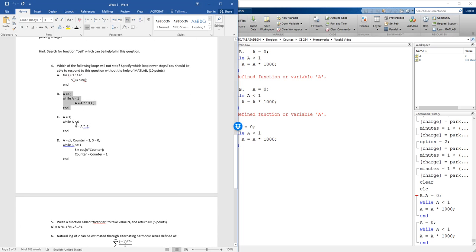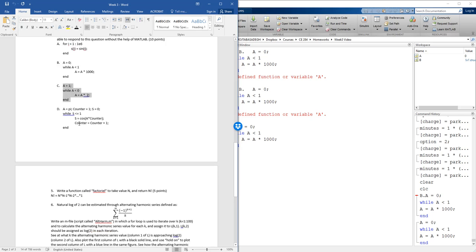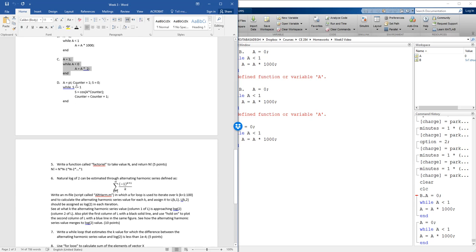A is equal to 1. Now while a is less than 0, a is equal to a times 2. This one will never start because 1 is not less than 0, so it will never start in the first place. A equal to pi, counter is 1, s is 0, while s is less than or equal to 1, which it is, s is cosine of a times counter, and counter plus 1. Cosine is always less than or equal to 1. So this one will not stop either.